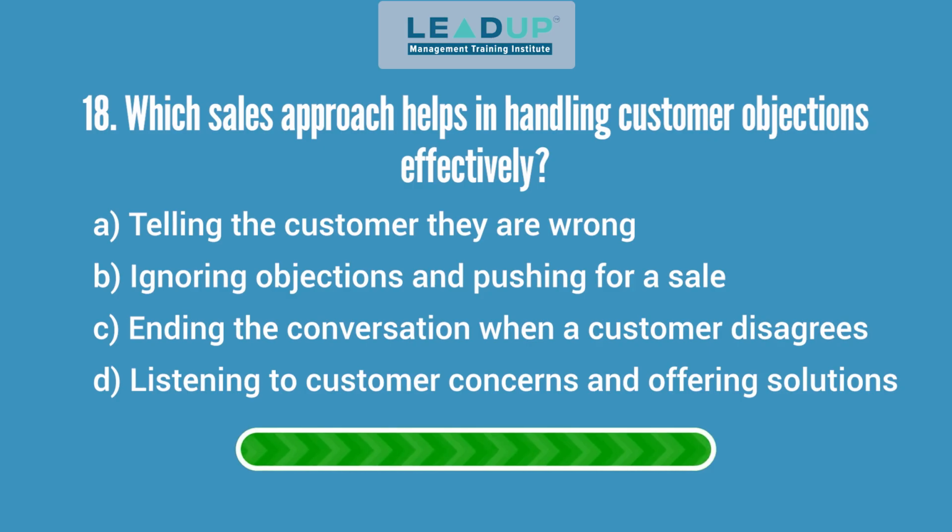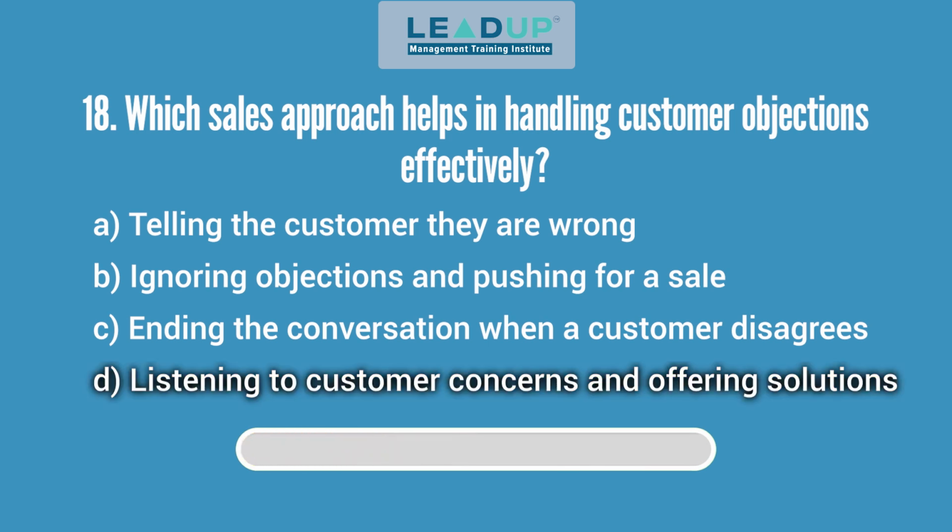Question 18. Which sales approach helps in handling customer objections effectively? A. Telling the customer they are wrong. B. Ignoring objections and pushing for a sale. C. Ending the conversation when a customer disagrees. And D. Listening to customer concerns and offering solutions. Answer: listening to customer concerns and offering solutions.